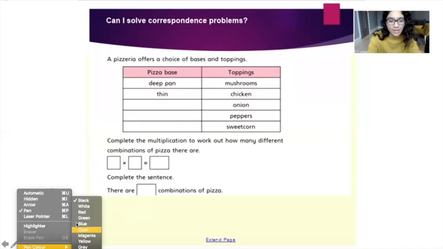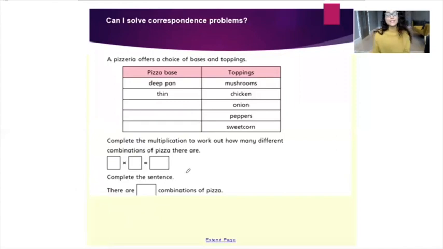So I'm going to take my pen and see how many different pizza bases we have. We have one here and two here. So in total, we have 2 pizza bases. And then how many toppings do I have? 1, 2, 3, 4, and 5. So 5 different toppings there. Work that out. What is 2 times 5?